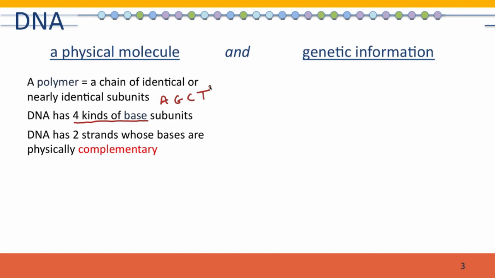DNA typically has 2 strands, so we talk about it as if it was one molecule, but really the functional DNA in a cell is 2 molecules wound around each other. We often draw it like this to indicate that. And in these 2 strands, the bases that are across from each other are physically complementary. They're not identical, but they fit together.